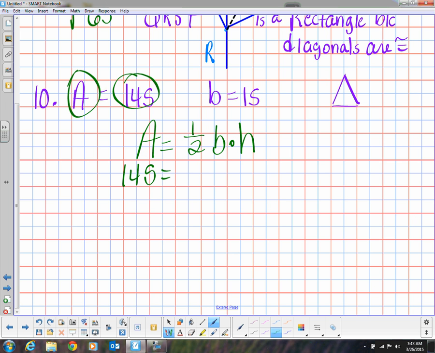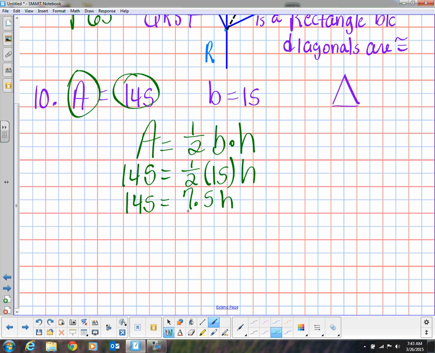Because it is what? Area. Where do you think you're going to put 15? In for base. And what do you think you're going to do? Solve for h. So you've got 145 is equal to 7.5. Where did I get 7.5?